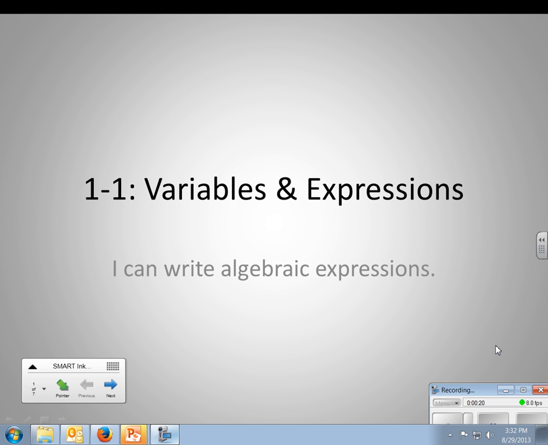So at the top, before you start your notes, you always have the date. You have exactly what you see here on the first slide, 1-1, variables and expressions, and I can write algebraic expressions. So by the end of the video and the work time in class, you should be able to state the I cans. So you should be able to say, I can write algebraic expressions by the end of the lesson.